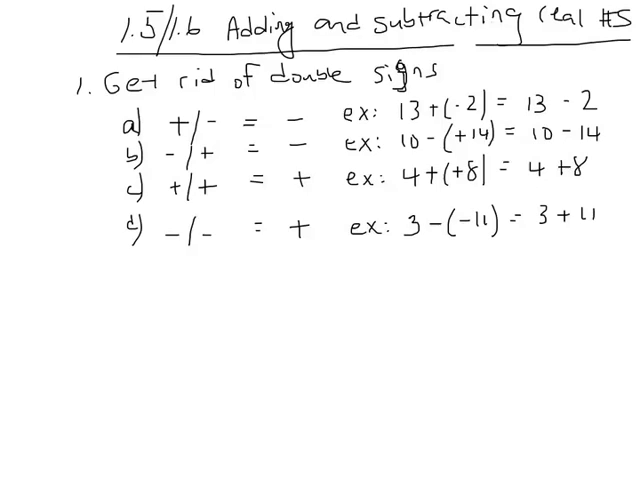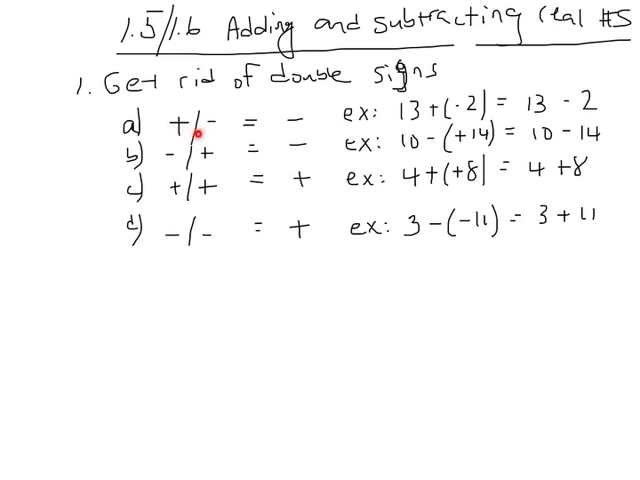Hello, Algebra Scholars. In sections 1.5 and 1.6, we're going to be adding and subtracting real numbers. And it's really a relatively straightforward process. But the first thing we have to do, step one, is to get rid of any double signs. If you have two signs in a row, positive and a negative and a positive, etc.